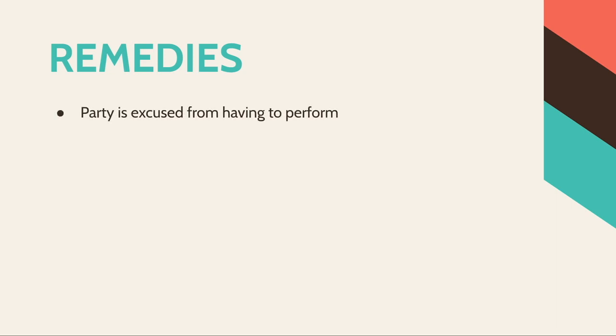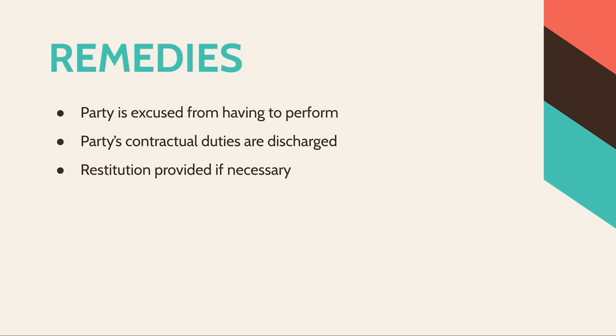The remedy, as I said, is they're excused from having to perform. That means their duty to perform is discharged. So we already referred to that. And the other thing I didn't mention, so it's good this is here to remind me, is that depending on how the performances are ordered, it's possible one party has performed, but the other party's performance has not yet come due when this event occurs, yet they've already received some sort of benefit from the other party. So there may be restitution that needs to be made depending on how things have unfolded.